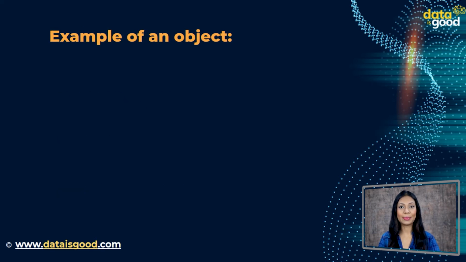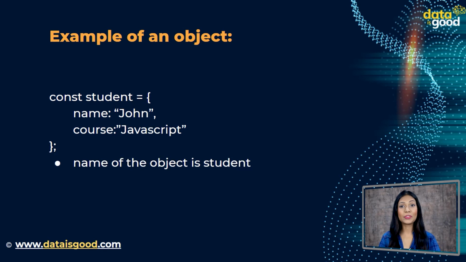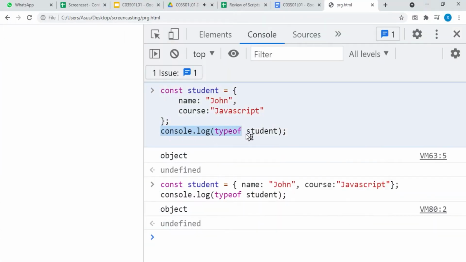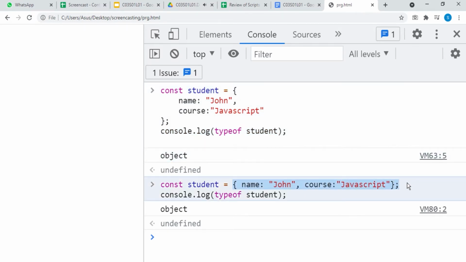Let us see an example. Here it is on your screen. Here, the name of the object is student, and inside the object there are two key value pairs separated by a comma inside the curly braces. Let us display the type of the object. Have a look at your screen. We can create an object in one line also. Here it is on your screen.